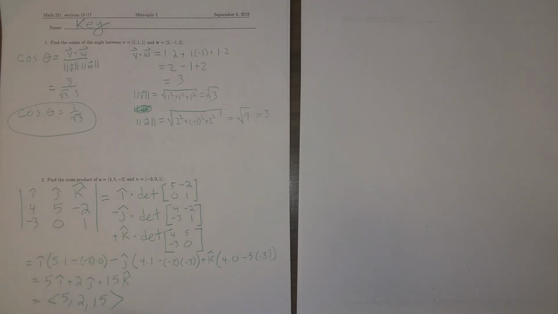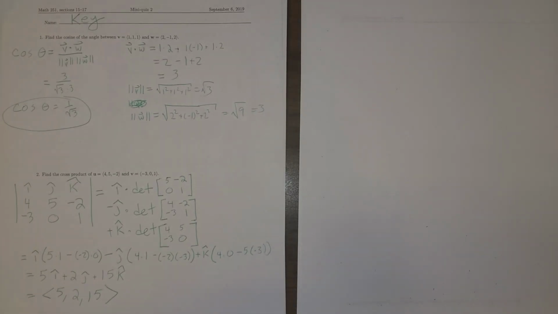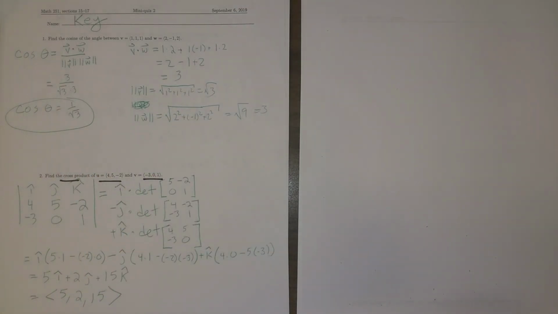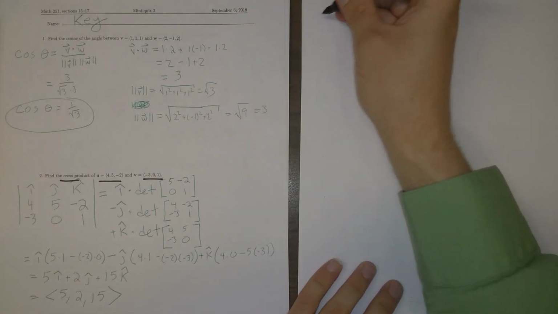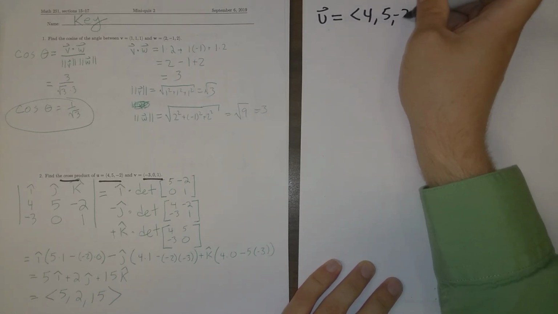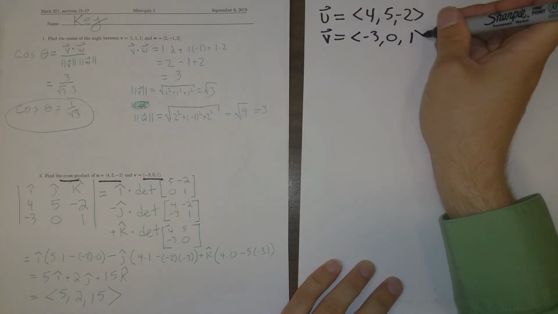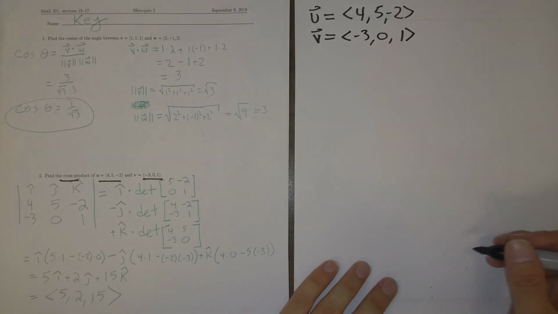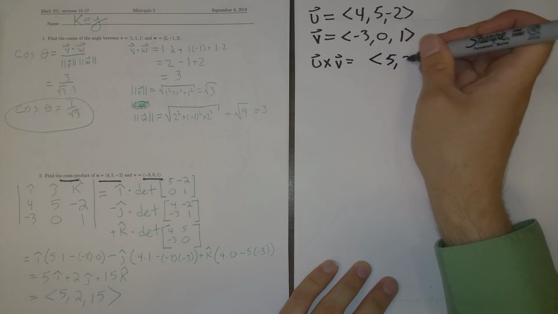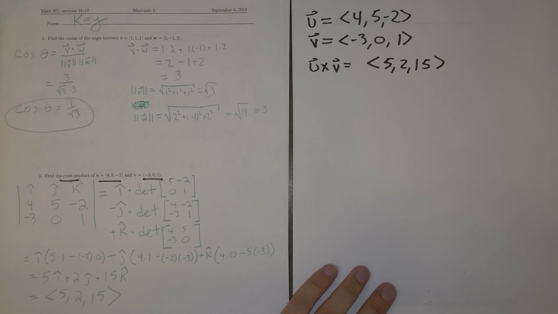The first one I want to look at is the second problem from the second mini quiz, on the cross product of two vectors. We find that if u is 4, 5, minus 2, and v is minus 3, 0, 1, our answer ended up being that u cross v was 5, 2, and 15. All the work for that is on the left. I'm just going to recopy this over to the right.